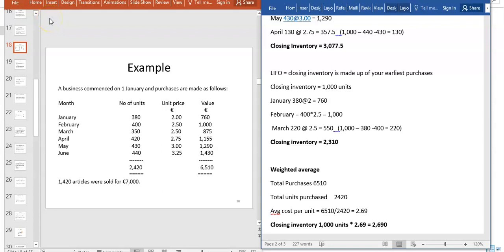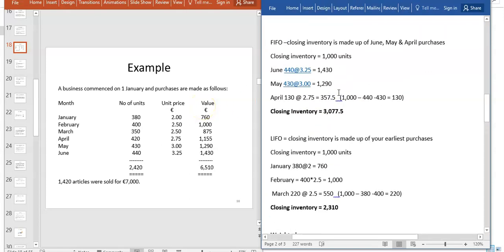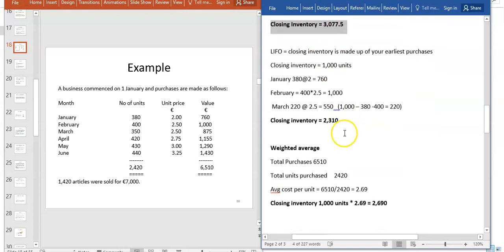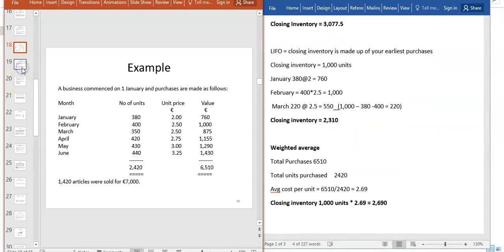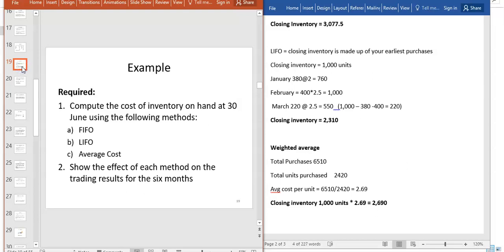So continuing on from the live webinar we had on week 3, we're going to finish off this little example of looking at FIFO, LIFO and weighted average. So in class we had looked at the closing inventory value of FIFO, LIFO and weighted average. The other part of this then is to look at what is actually the results, the trading results for each of the methods for the first 6 months of the year.